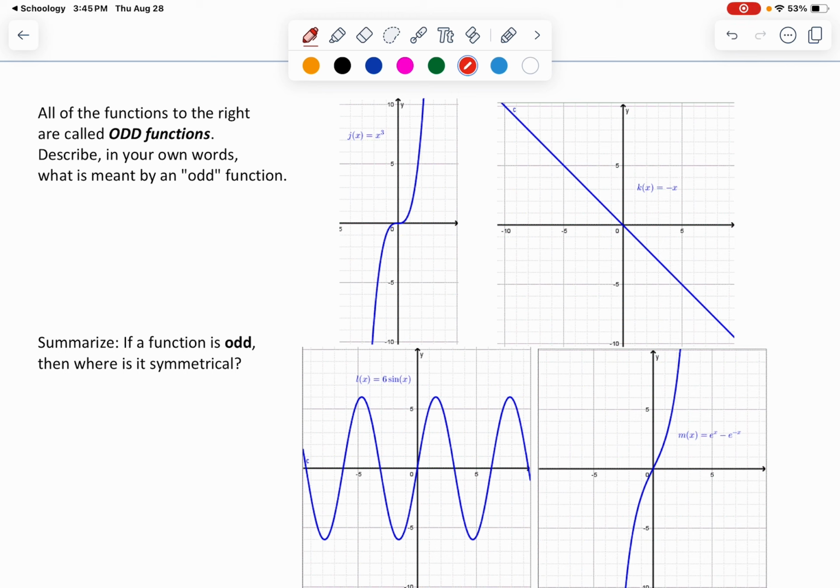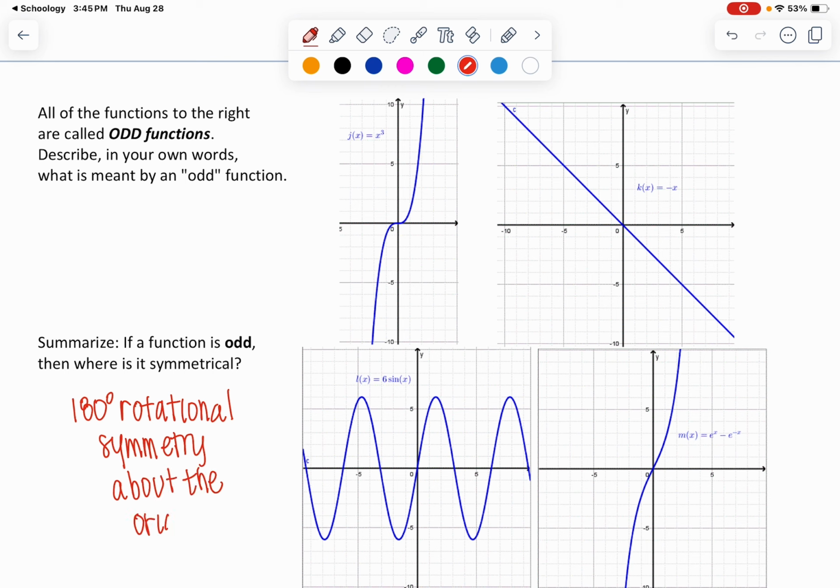So in other words, if you were to flip your paper or iPad or whatever you're watching this from upside down, it would look exactly the same. So all of these functions are odd. Where do they have symmetry? They have 180-degree rotational symmetry about the origin. And it's not over the origin. You can't go over a point. It's about the origin.